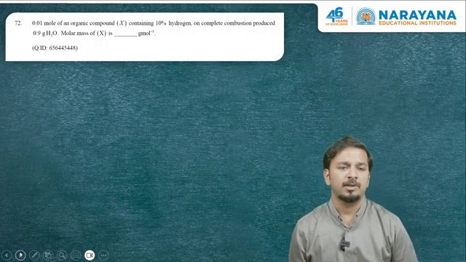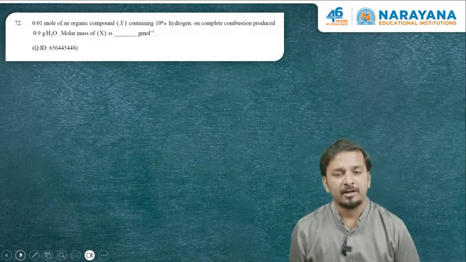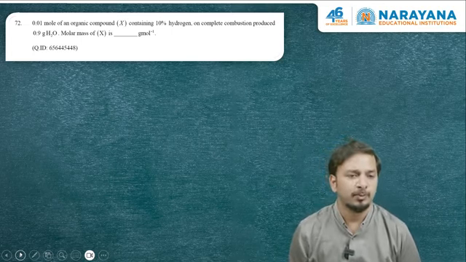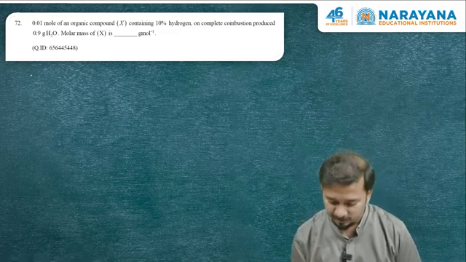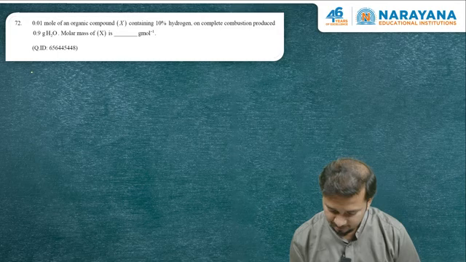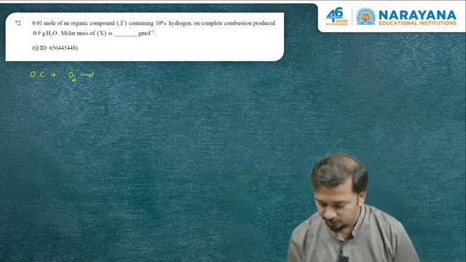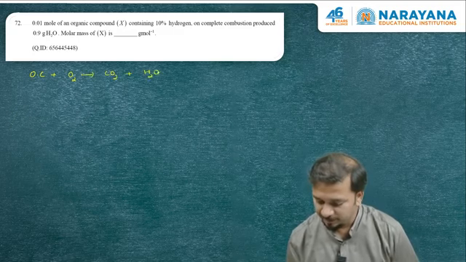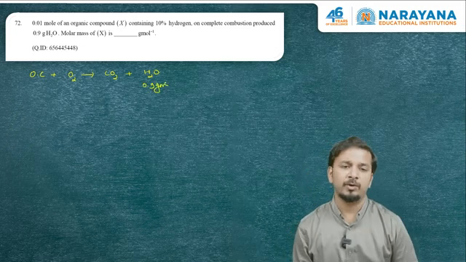Moving to next question. Next question is: 0.01 mole of an organic compound X containing 10% hydrogen on complete combustion produced 0.9 gram H2O. What is the molar mass of X in gram per mole? So basically an organic compound is undergoing combustion, so it is treated with O2. In general it produces CO2 and H2O. Now they are saying 0.9 gram of H2O is produced.